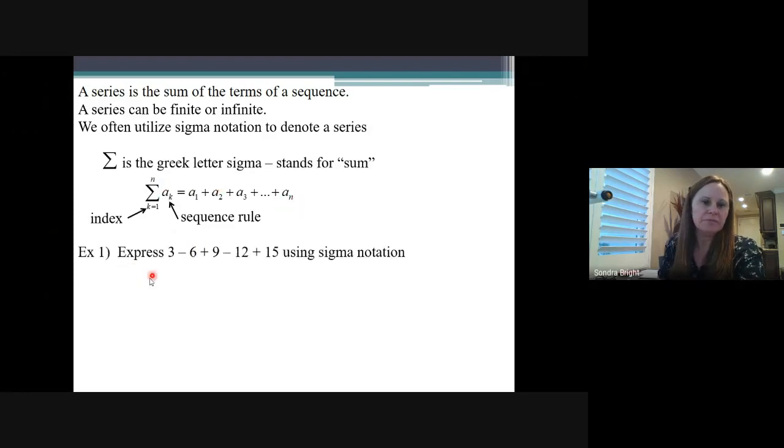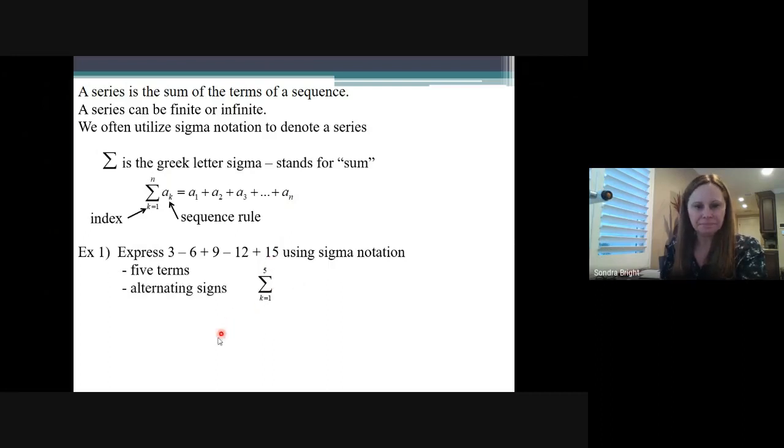For example, here's a series: 3 minus 6 plus 9 minus 12 plus 15. This is a finite one. It's not going on forever and ever. And it says write it using sigma notation. All right, so start with the sigma. I'm going to start with k equals 1. How many terms are there? 1, 2, 3, 4, 5 terms, which means I put a 5 up top. Going from 1 to 5 means I have 5 terms.